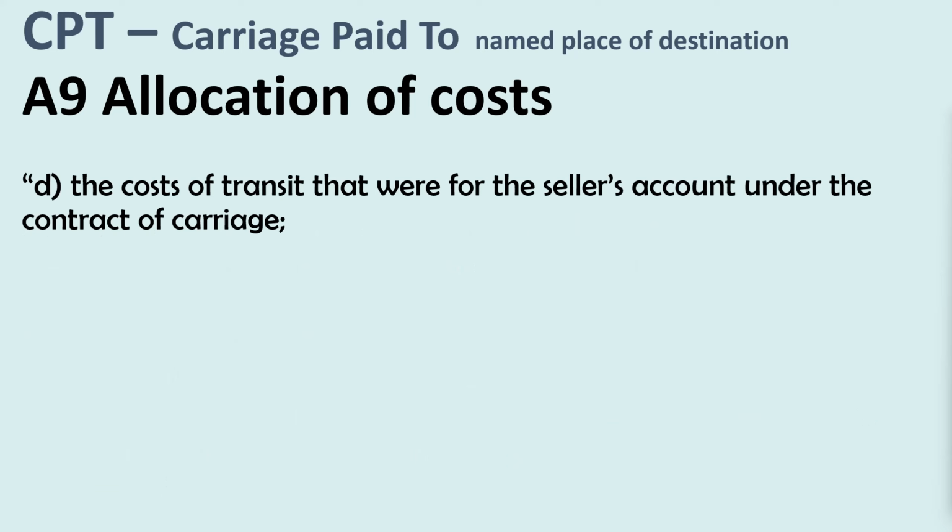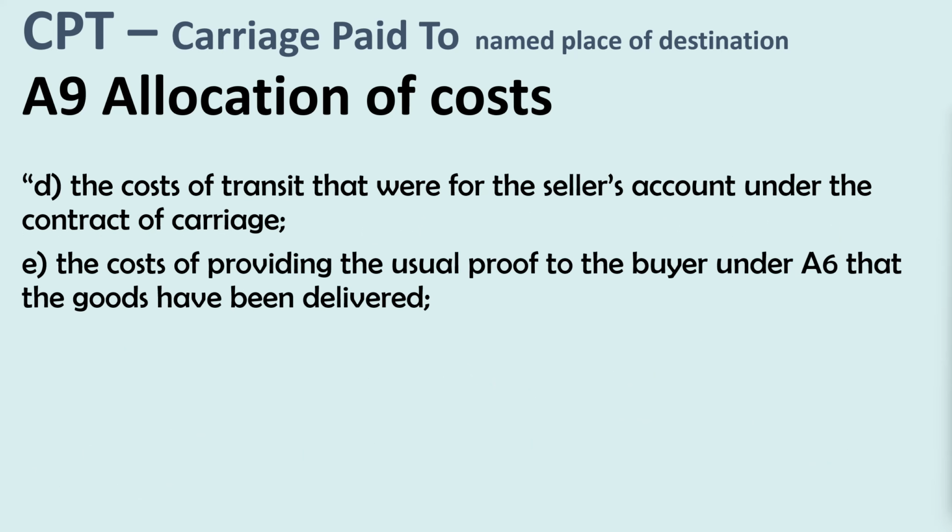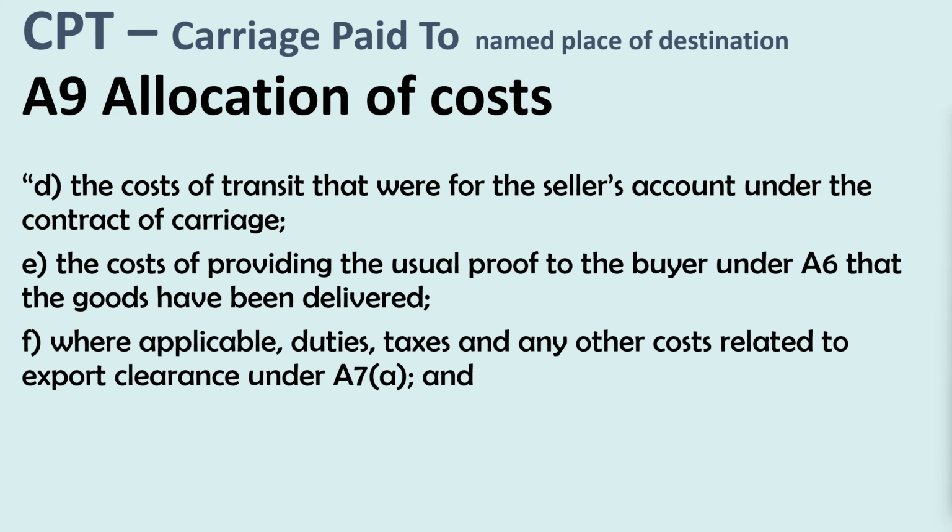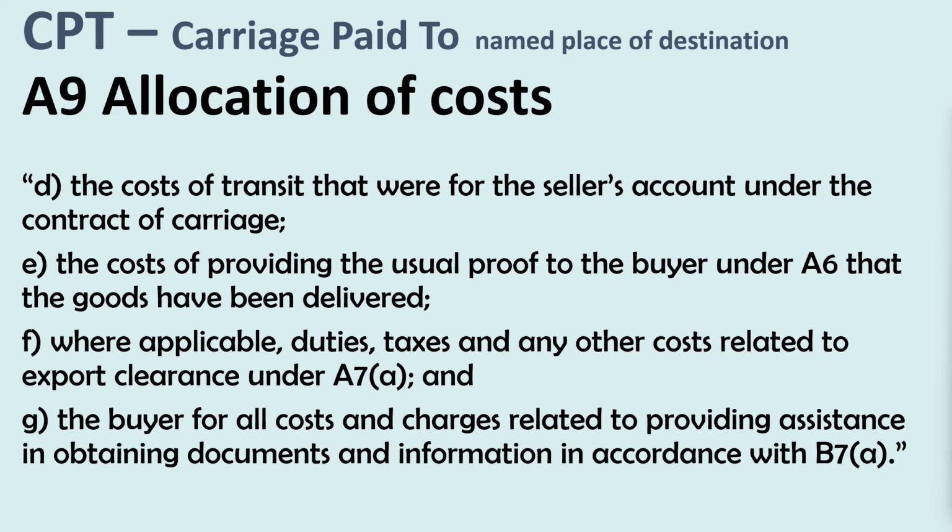D. The seller must pay the costs of transit that were for the seller's account under the contract of carriage. E. The costs of providing the usual proof to the buyer under A6 that the goods have been delivered. F. Where applicable, duties, taxes and any other costs related to export clearance under A7A. And G. The buyer for all costs and charges related to providing assistance to the seller in obtaining documents and information in accordance with B7A.